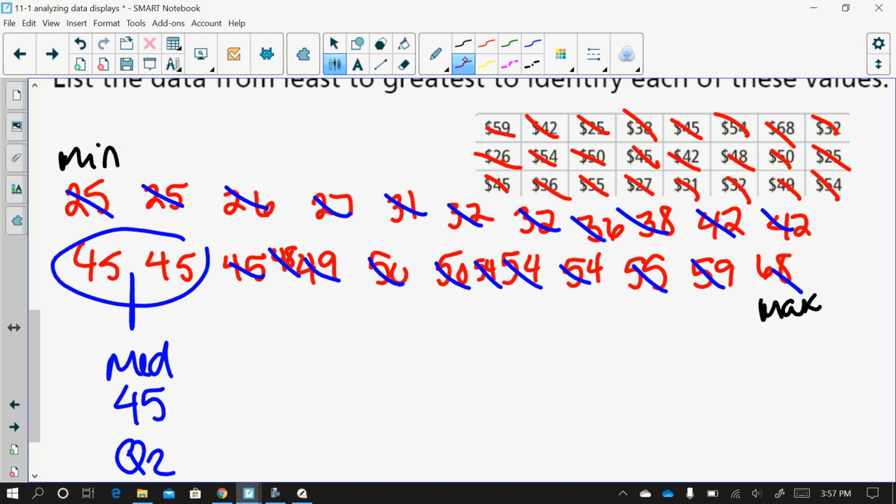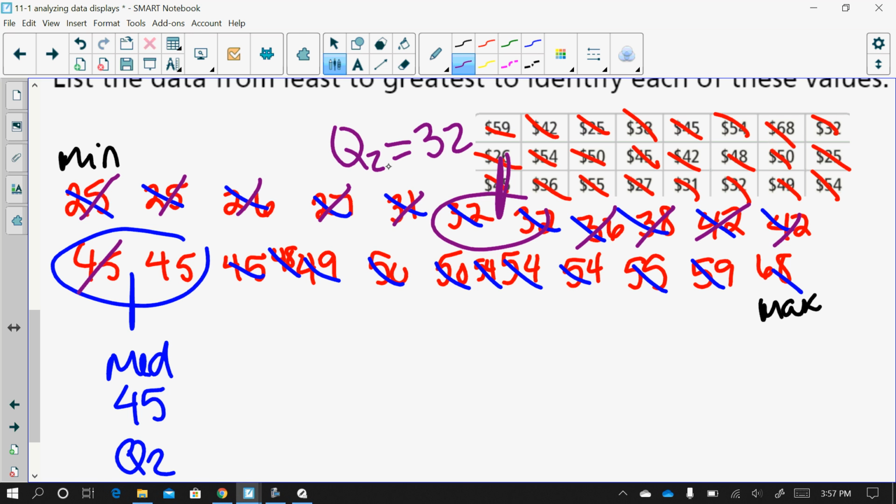After we find that, we need to find Q1. It's the middle between our minimum and our median. So I'm going to do it again, but this time I'm going to start right here. We have a different 45, so I'm going to cross this guy out. We just cross them out till we get to the middle again. Oh, and again, I've got 2 in the middle, so Q1 is 32. And one more time, we got to get to Q3, so cross them out again.